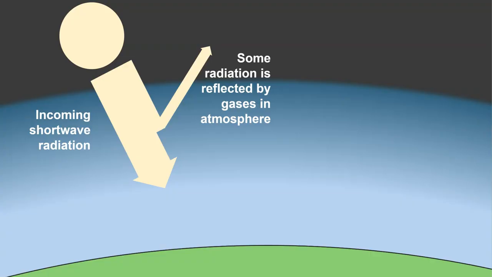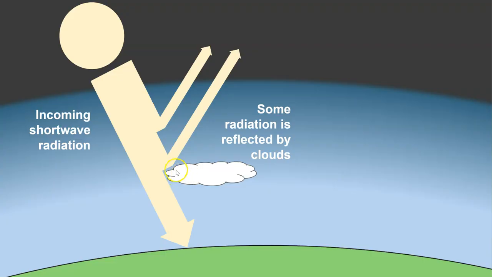And on the way down, first of all, some of the radiation is reflected back into space by gases in the atmosphere, which reduces the amount coming down through. And then some of it is reflected by clouds back into the atmosphere, which reduces the amount coming through. So as the radiation comes down through the atmosphere, some of it is reflected back out into space and less of it reaches the surface. The atmosphere reflects incoming solar radiation.